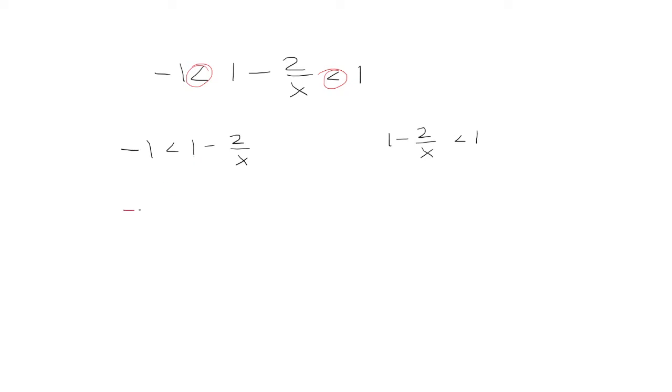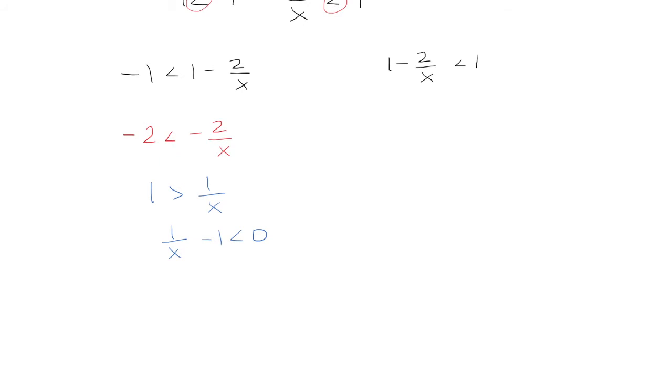Now I'm going to subtract both sides by 1, and I can divide both sides by -2, and by dividing by -2 you have to flip the sign. Okay. Then I'm going to subtract the 1, so I'll have 1 over x minus 1 has to be less than 0. Let's multiply the 1 to get a common denominator, so multiply by x over x. We get 1 minus x over x is less than 0.